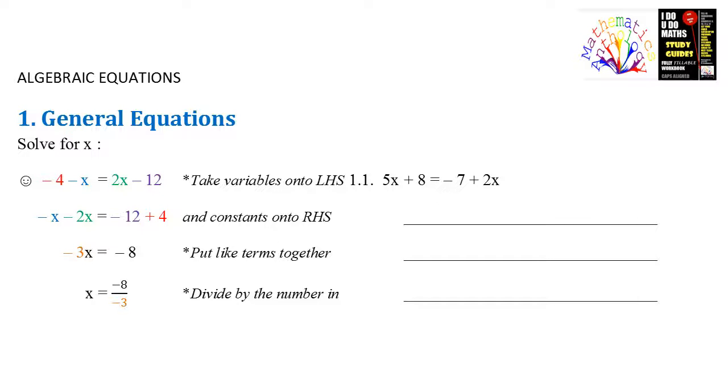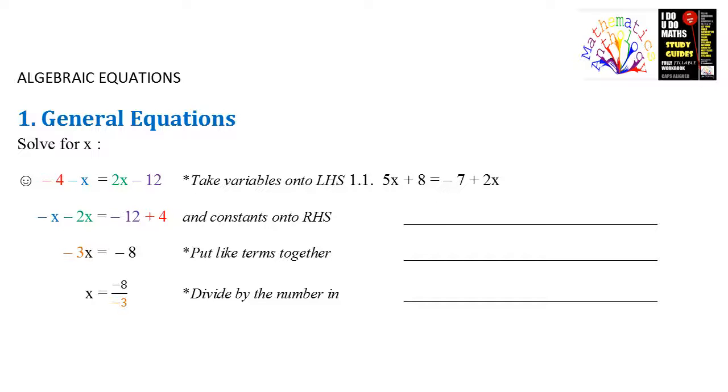Let's move on to algebraic equations. So we'll start with the first type, general equations, and the instruction is to solve for x. We are given -4 minus x is equal to 2x minus 12. Right, so we have four terms here, -4, -x, 2x, and -12. We need to take the variables onto the left-hand side and our constants onto the right-hand side.